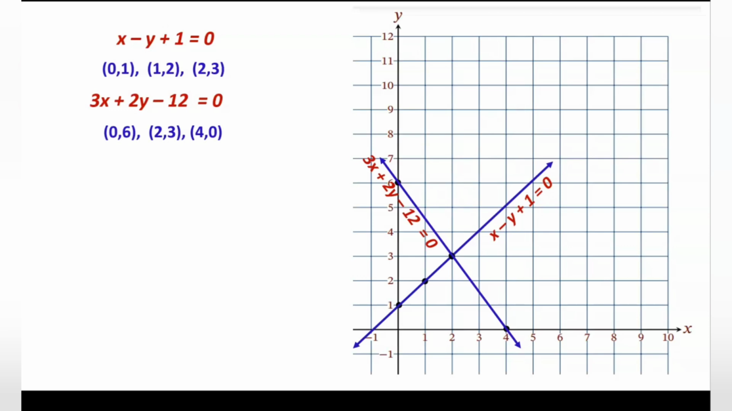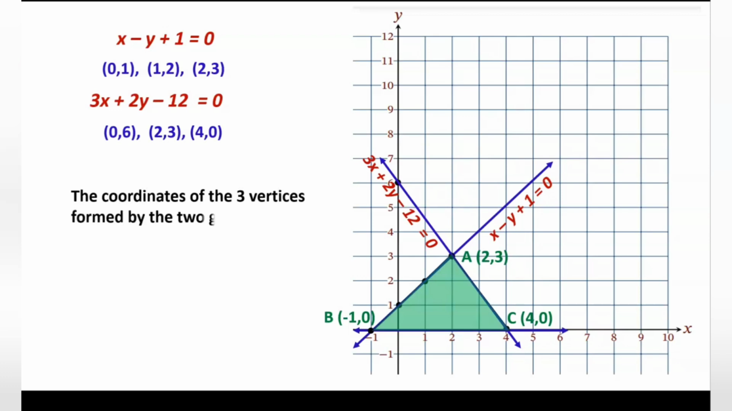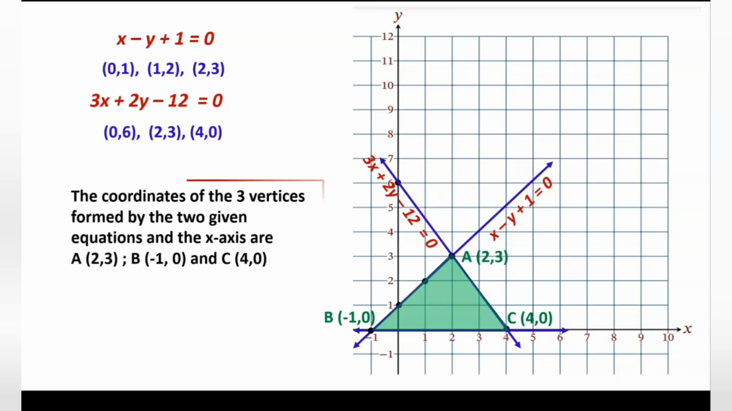So now these two lines meet the x-axis at 3 points: A (2, 3), B (minus 1, 0), and on this side C (4, 0). These are the 3 coordinates which we get after joining these two lines to the x-axis. This is the triangle ABC formed. Now let's shade this. This is the shading. Let us write once again the coordinates of the 3 vertices formed by these two equations and the x-axis: A (2, 3), B (minus 1, 0) and C (4, 0). Okay, right. Thank you.